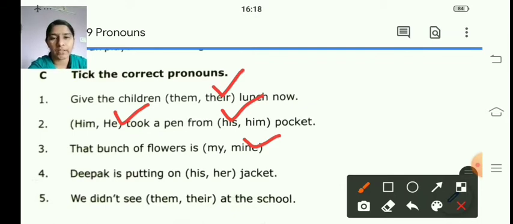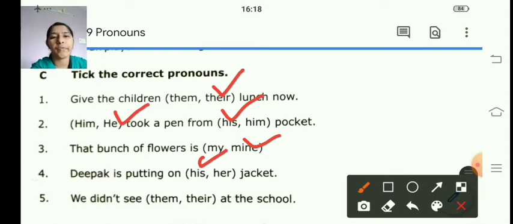Fourth one. Deepak is putting on dash jacket. His jacket or her jacket. Deepak, is he a boy or a girl? First you just identify that. If Deepak is a boy, so you will tick his. Her will come for girls, right?